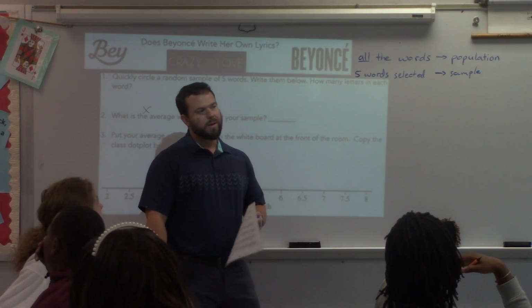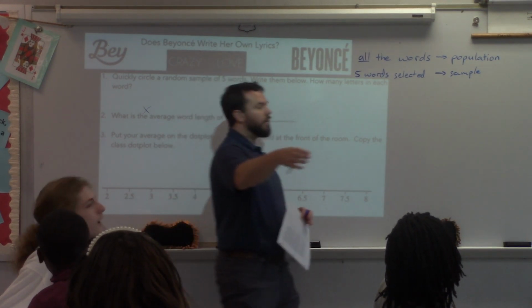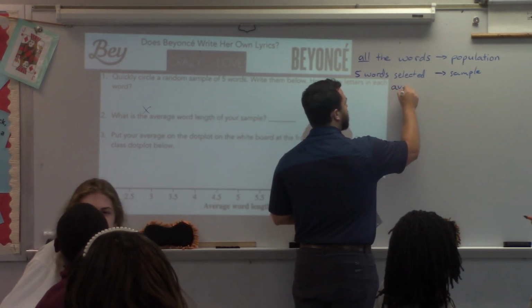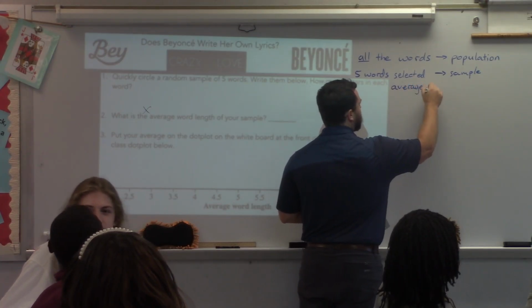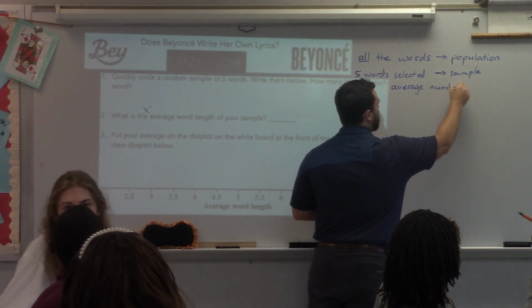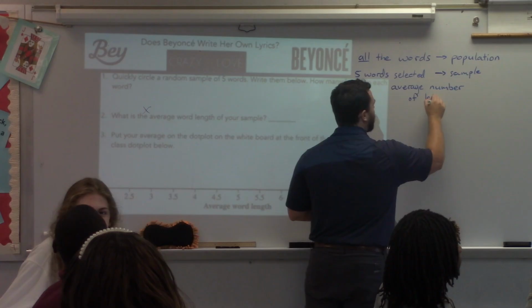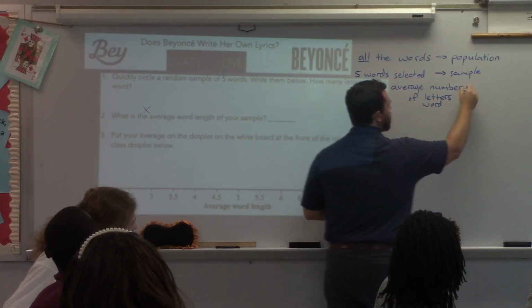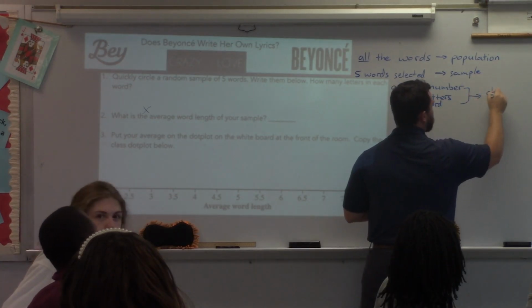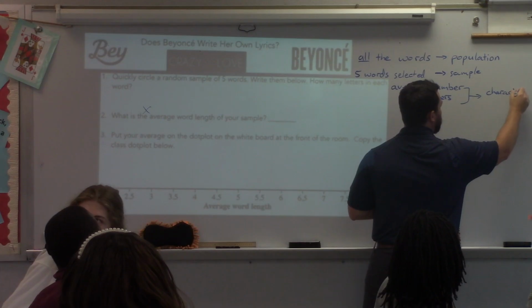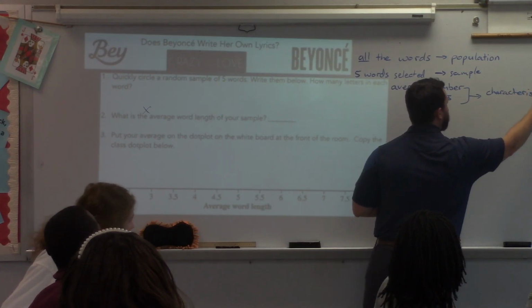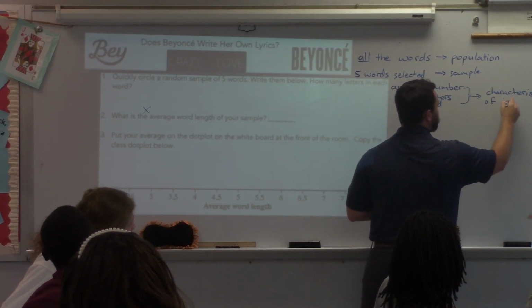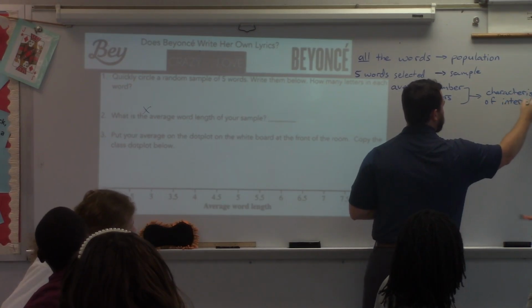I don't know about the amount of letters. The average number of letters per word. Average number of letters per word, okay? That's my characteristic of interest. So again, trying to practice these things, identify what's going on. If you need this as a reminder, that might be a good thing to write down here. So, characteristic of interest, okay?